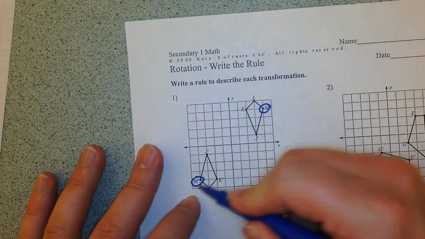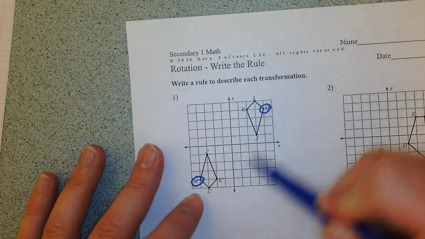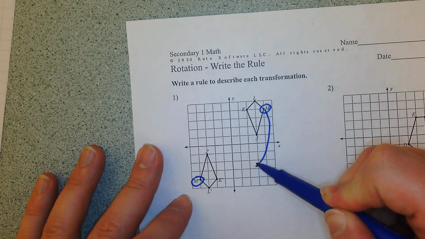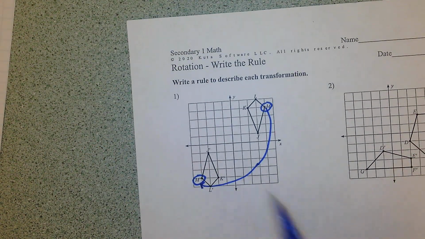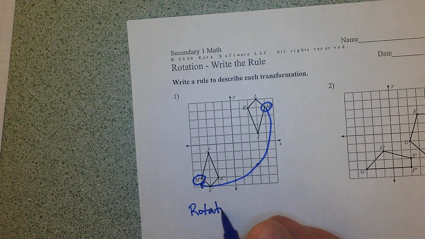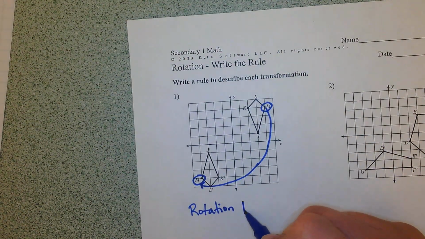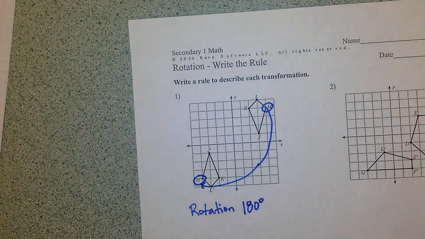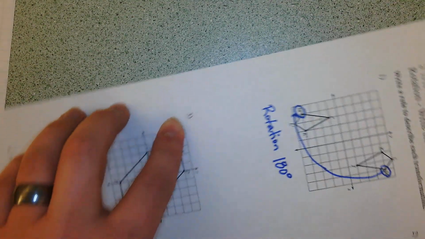Really, M is here. M prime is down here, right? And then we're just going to figure out from M to M prime. So 1 and then 2. So again, these are all rotations like we talked about. So we're saying rotation, and then we did 1 turn, 2 turns, 180 degrees.